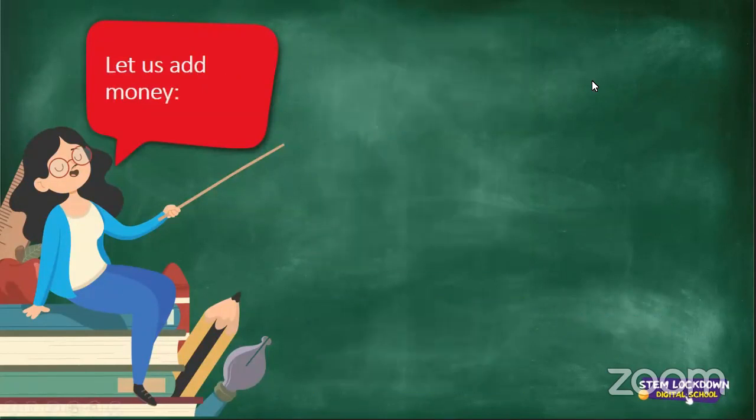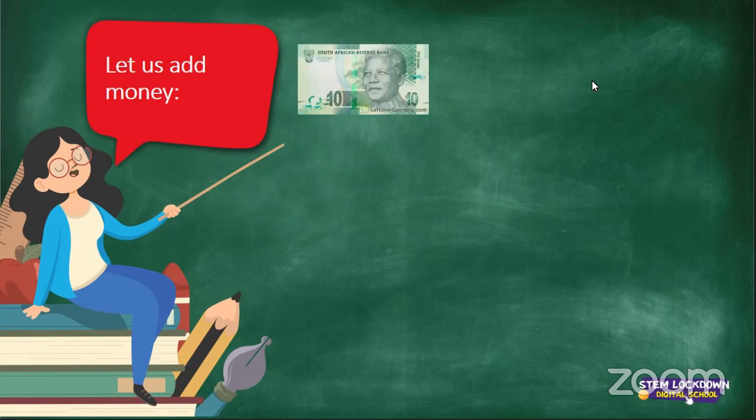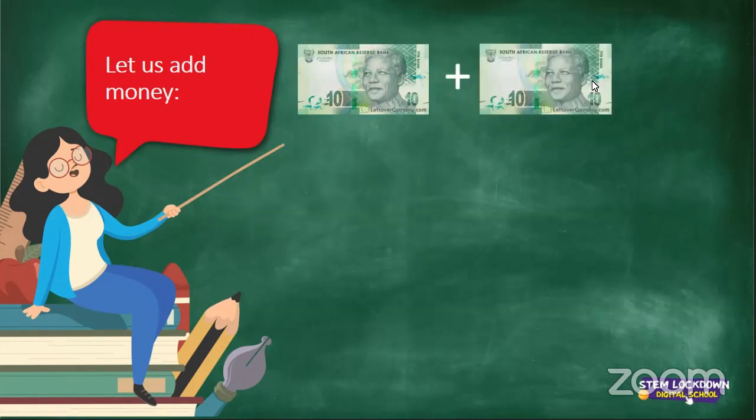Right, now have you all got your piece of paper and your pencil with you? Now we're going to add money. Let's have a look and see. What note is this? 10 rand plus 10 rand. What's 10 rand plus 10 rand? 20 rand. Let's see how we do that as a math sum.